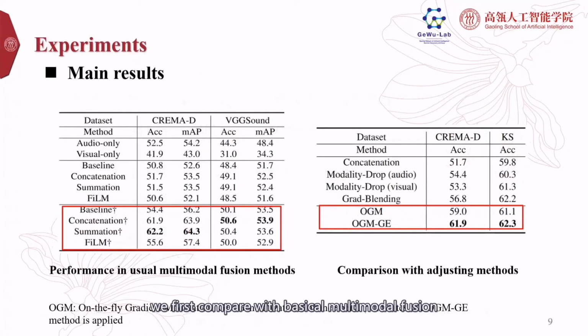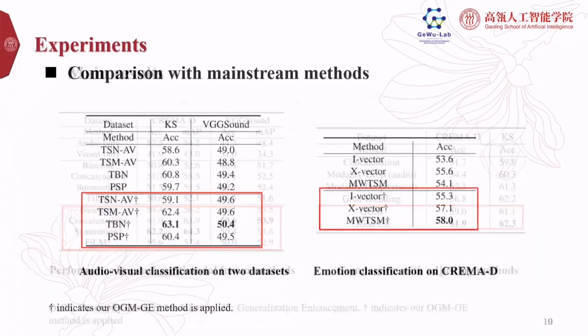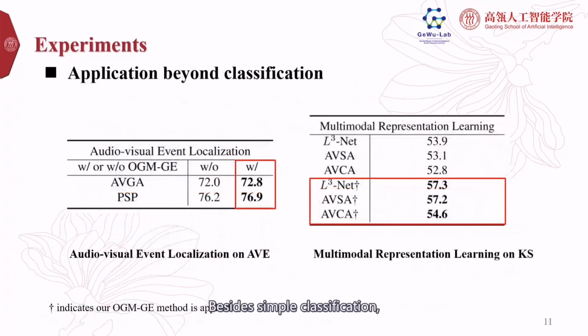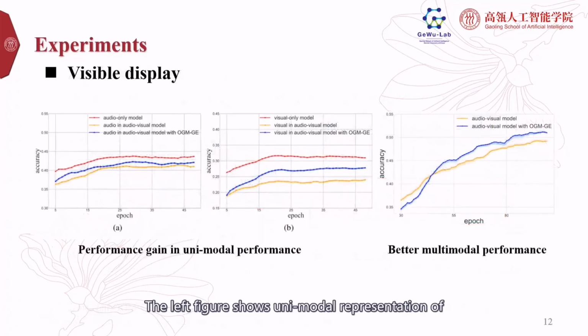In experiments, we first compare with basic multimodal fusion methods and training adjusting methods. As shown in the two tables, our method achieves common improvement under these settings. As shown in the tables, we also make comparison with more mainstream methods in two tasks, and it turns out that our method can boost most mainstream methods more or less. Besides simple classification, we also test its versatility in audio-visual event localization and multimodal representation learning tasks, in which our method brings varying degrees of performance growth. The left figure shows unimodal representation of our method. The blue line surpasses baselines in both modalities, and the right figure shows our method also achieves better multimodal performance.